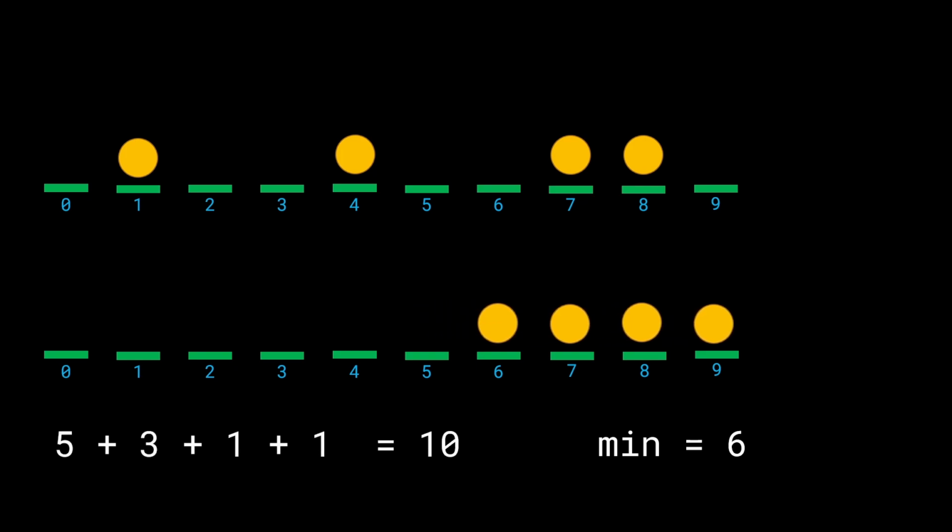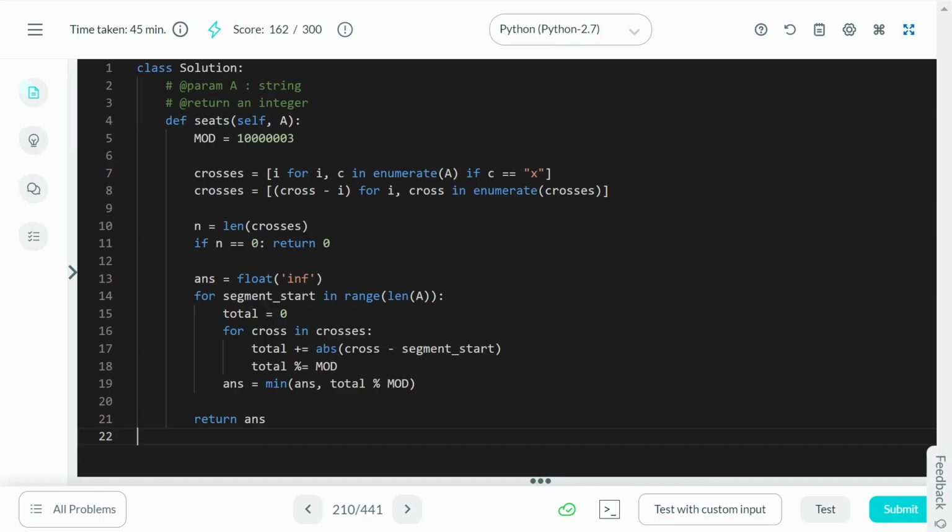At the end of this iteration, as we have tested out every single index, whatever is the minimum, we'll return it as the answer. Alright, so let's go ahead and implement this.